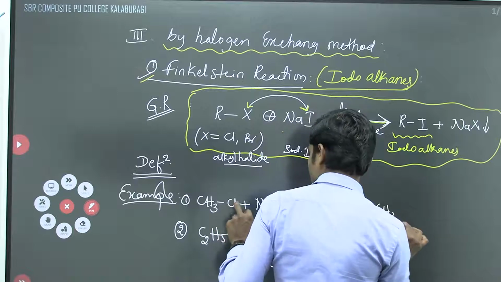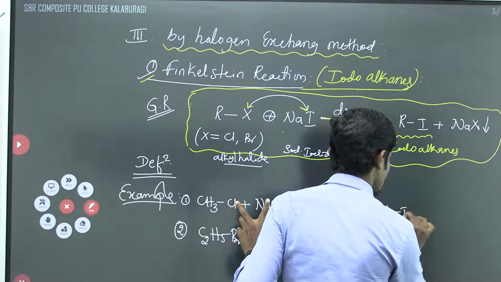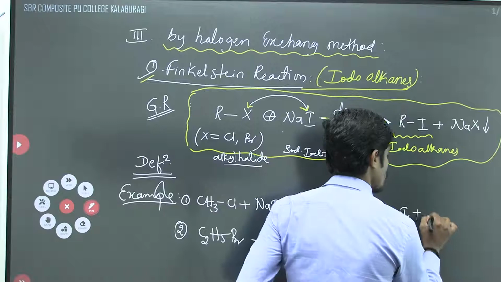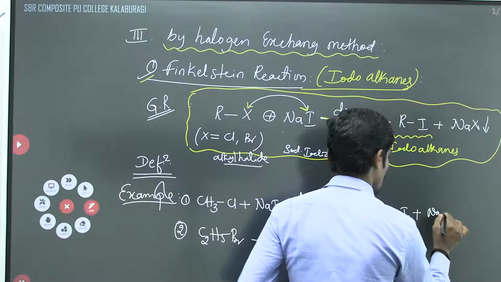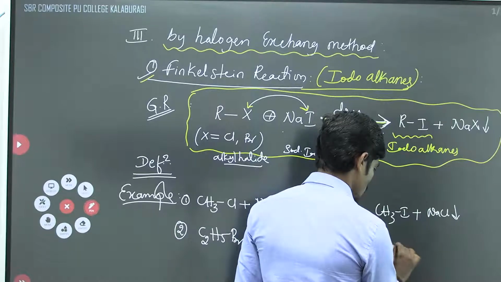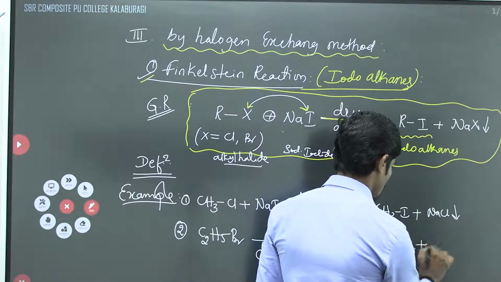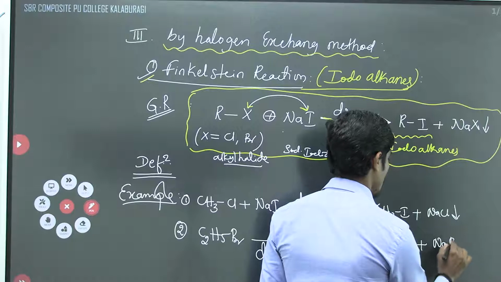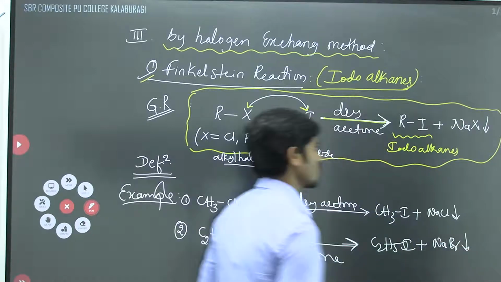CH3Cl, where Cl and I are replaced, that is iodomethane plus sodium chloride precipitated. Whereas in this case, C2H5I plus NaBr, it gets precipitated. Some general examples.